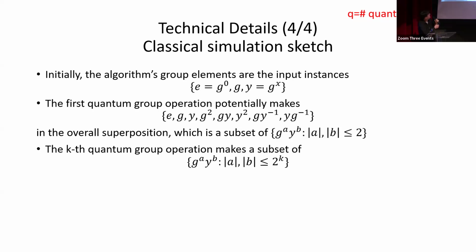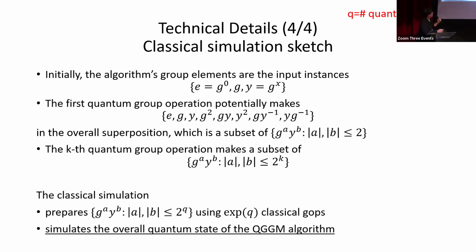So inductively, we can show that after K quantum group operation queries, the group elements that appear in the algorithm are of the form G to the A, Y to the B, where A and B are smaller than 2 to the K. So the classical simulation goes like this: just ignore everything and prepare this thing.